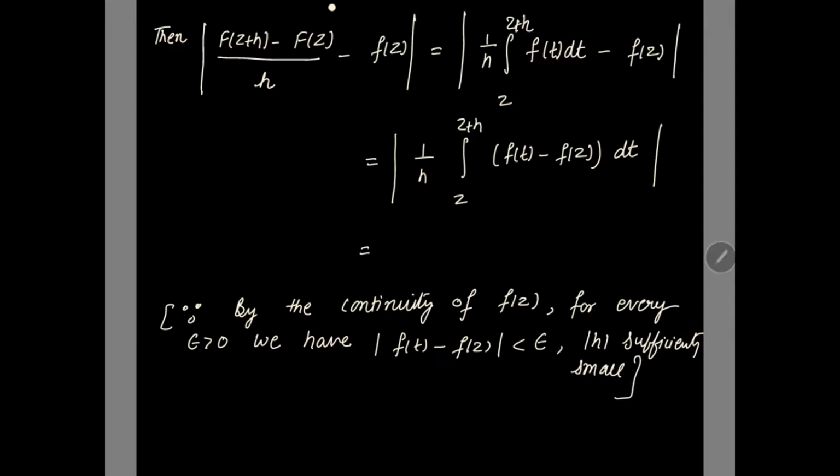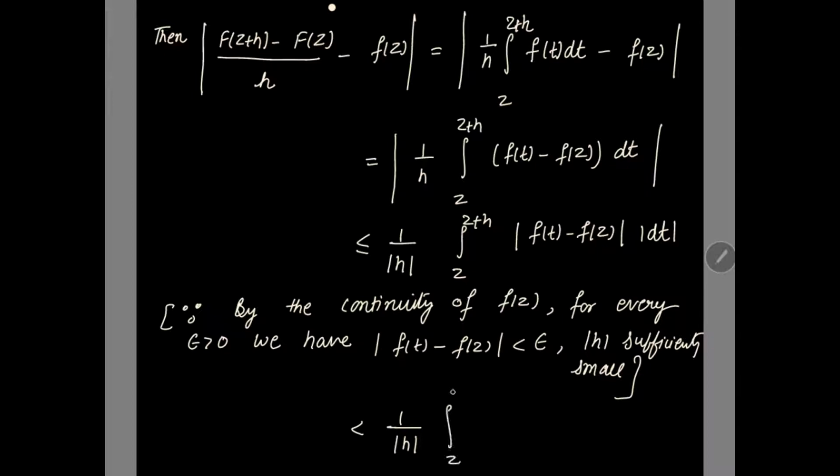So I'm writing now this thing. What is this equal to? Now this can be less than or equal to 1 over mod of h, integration from z to z plus h, mod of f of t minus f of z, mod of dt. So this is further less than or equal to 1 over mod h, integration from z to z plus h, this is nothing but your epsilon, and mod of dt.